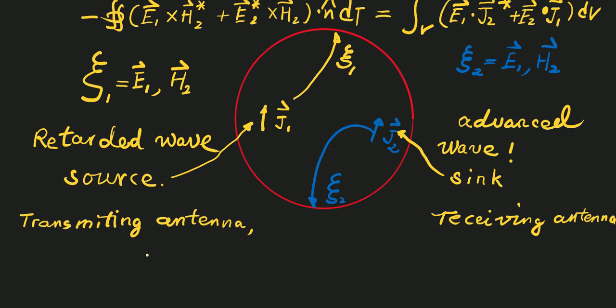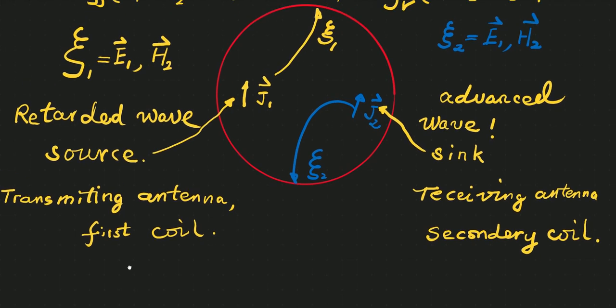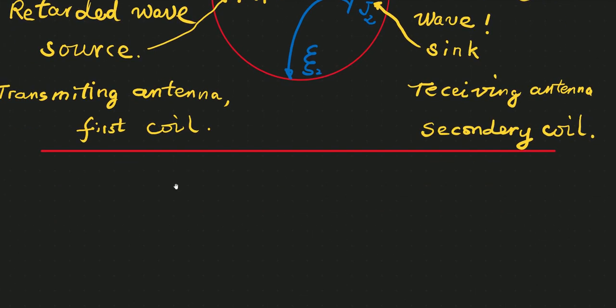In the transformer case, this is the primary coil and this is the secondary coil. Okay, and we got the Huygens principle.